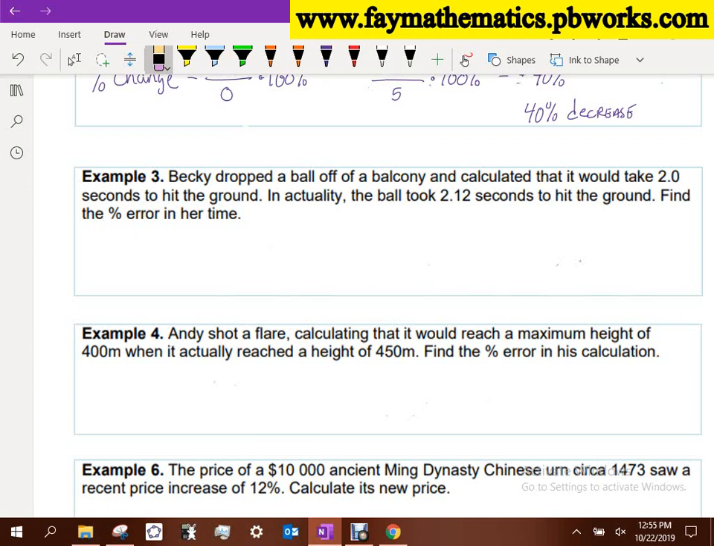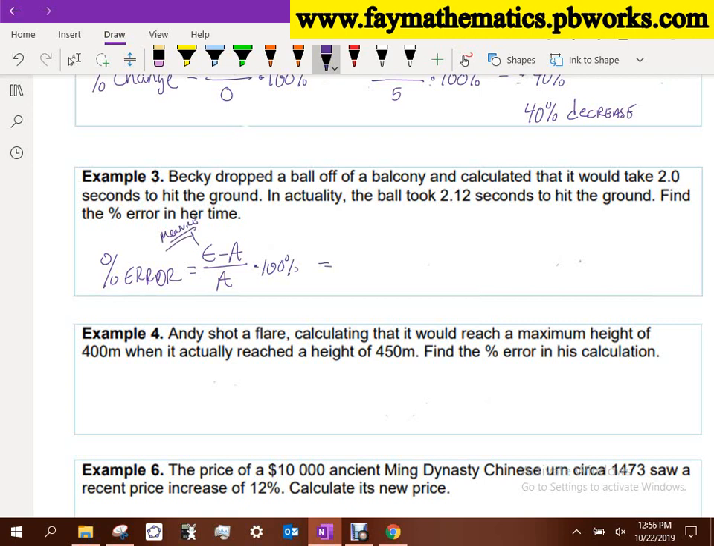So they're asking for percent error here. If you remember the formula, it was estimated minus actual divided by actual. Then change it to a percent. So what do we estimate? Remember, the estimate is our particular measurement that we did.